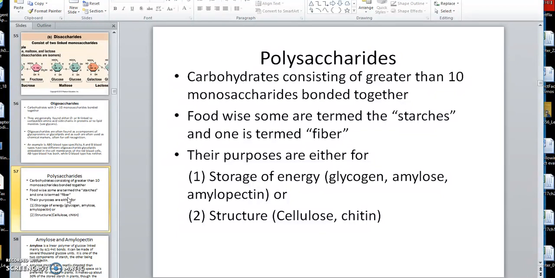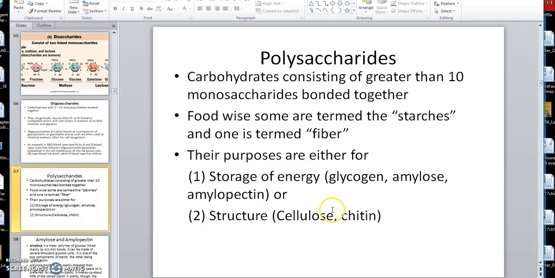The polysaccharides generally are not sweet. Therefore, they're called your starches, and you've heard of that in the food industry. Some are called fiber. Fiber are polysaccharides that your intestine cannot digest, called cellulose. Because it cannot digest it, it adds what we call bulk to the diet. You may have heard of Metamucil and things of this nature. They would be fiber. The purpose of polysaccharides is either for storage of energy.